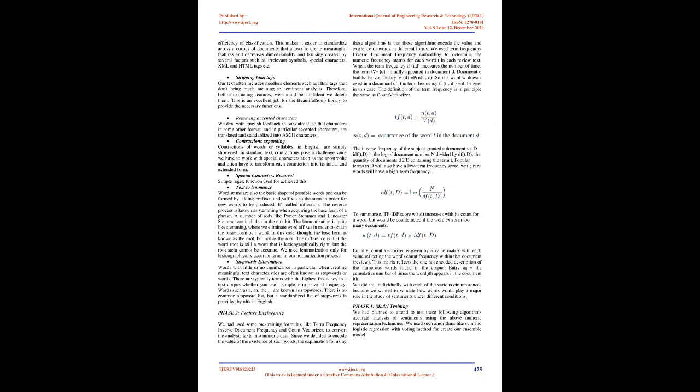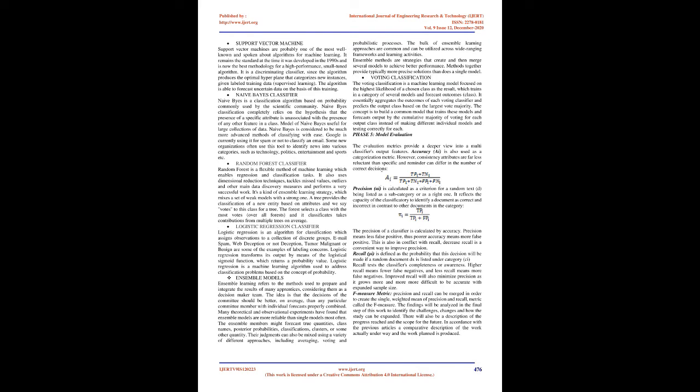Equally, count vectorizer is given by a value matrix with each value reflecting the word's count frequency within that document or review. This matrix reflects the one-hot encoded description of the numerous words found in the corpus. Entry ij equals the cumulative number of times the jth word appears in document i. We did this individually with each of the various circumstances because we wanted to validate how words would play a major role in the study of sentiments under different conditions.